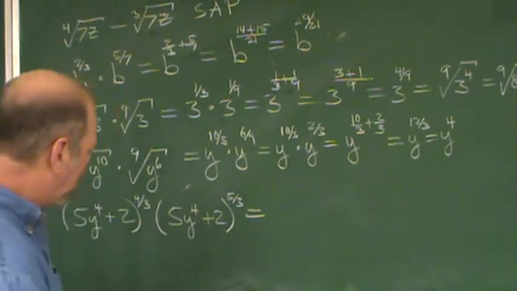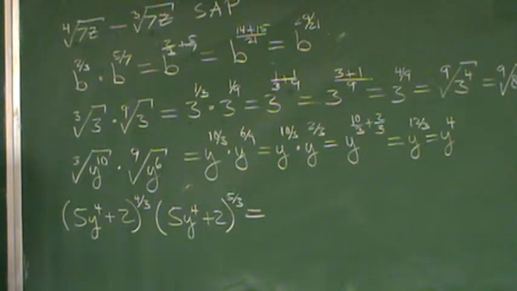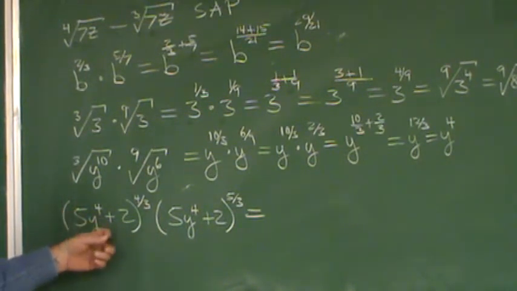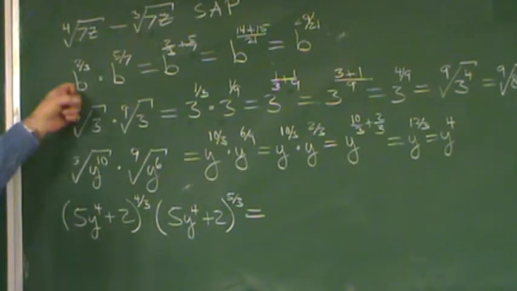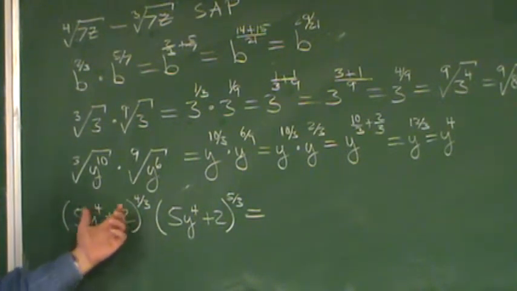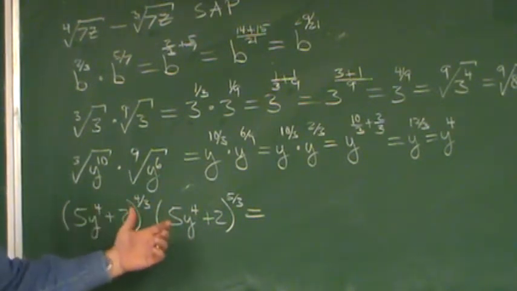All right? Now, the final example in this video is really pretty simple also, but it tends to throw students for a loop because they have a hard time saying, well, this is the same type of problem as this problem or this problem or this problem. But it really is, because 5y to the 4th plus 2 is just some number. You may not know what it is, but it's just some number. The kicker here is that 5y to the 4th plus 2, this base and this base are exactly the same. So you simply add the exponents.